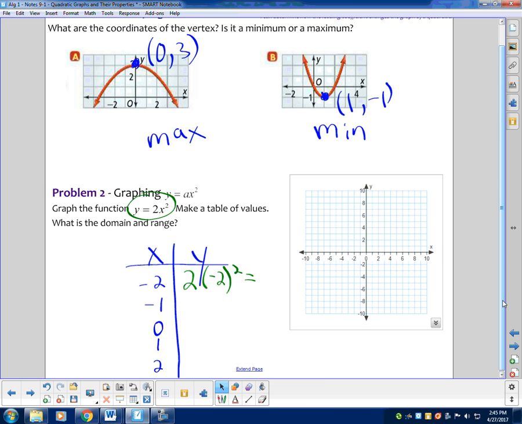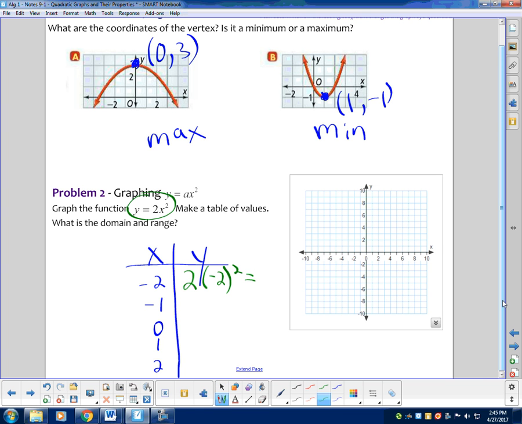That'll be better. So 2 is in the equation, right? And then x squared means plug in -2. Anytime you plug in a number for a letter, you should put it in parentheses. Okay? What's -2 squared equal? No, not -4. +4. 4 times 2 is 8.